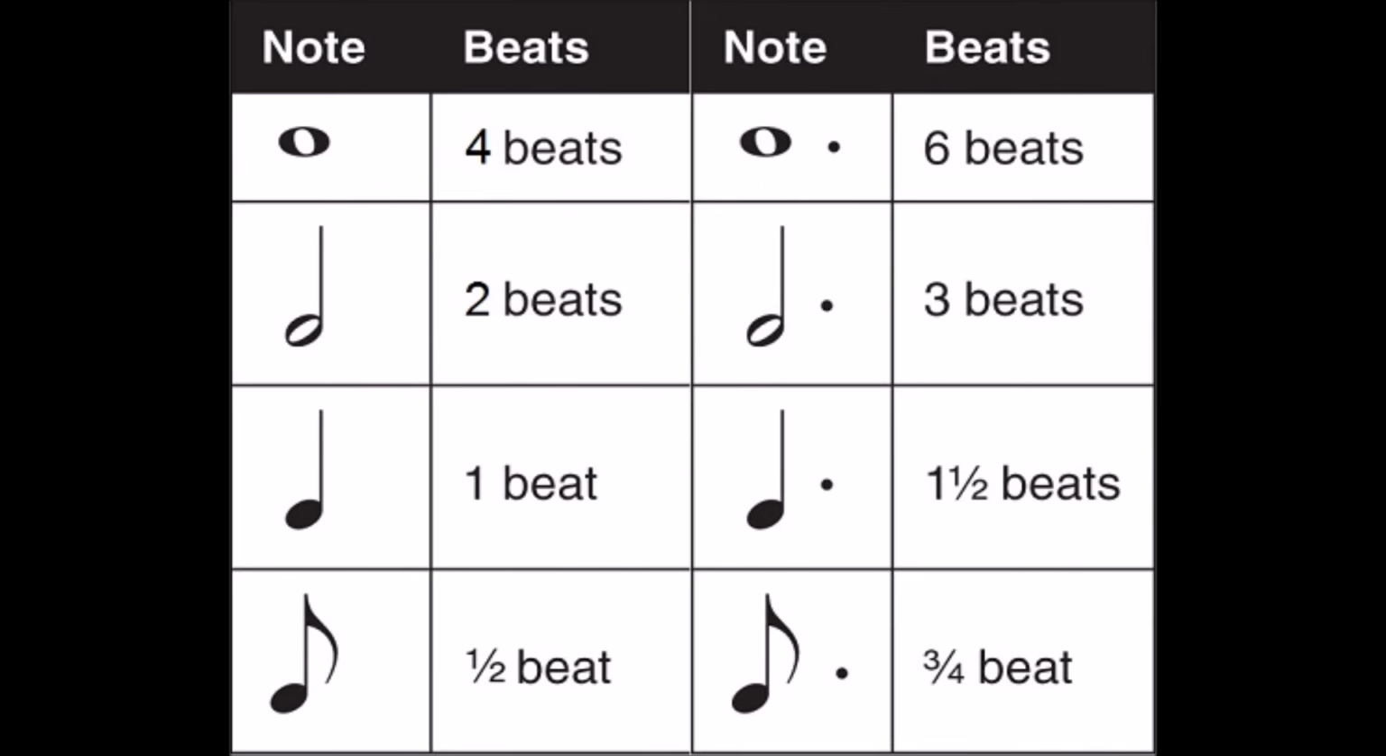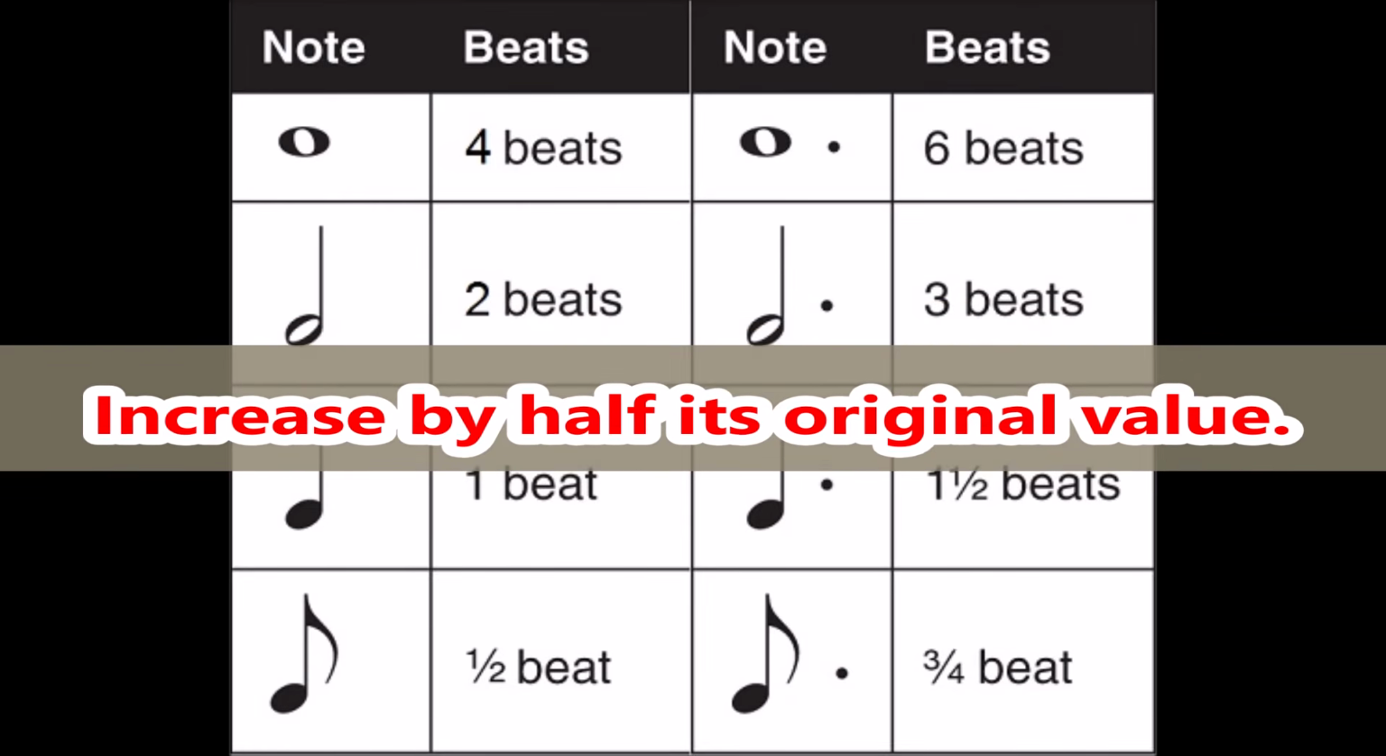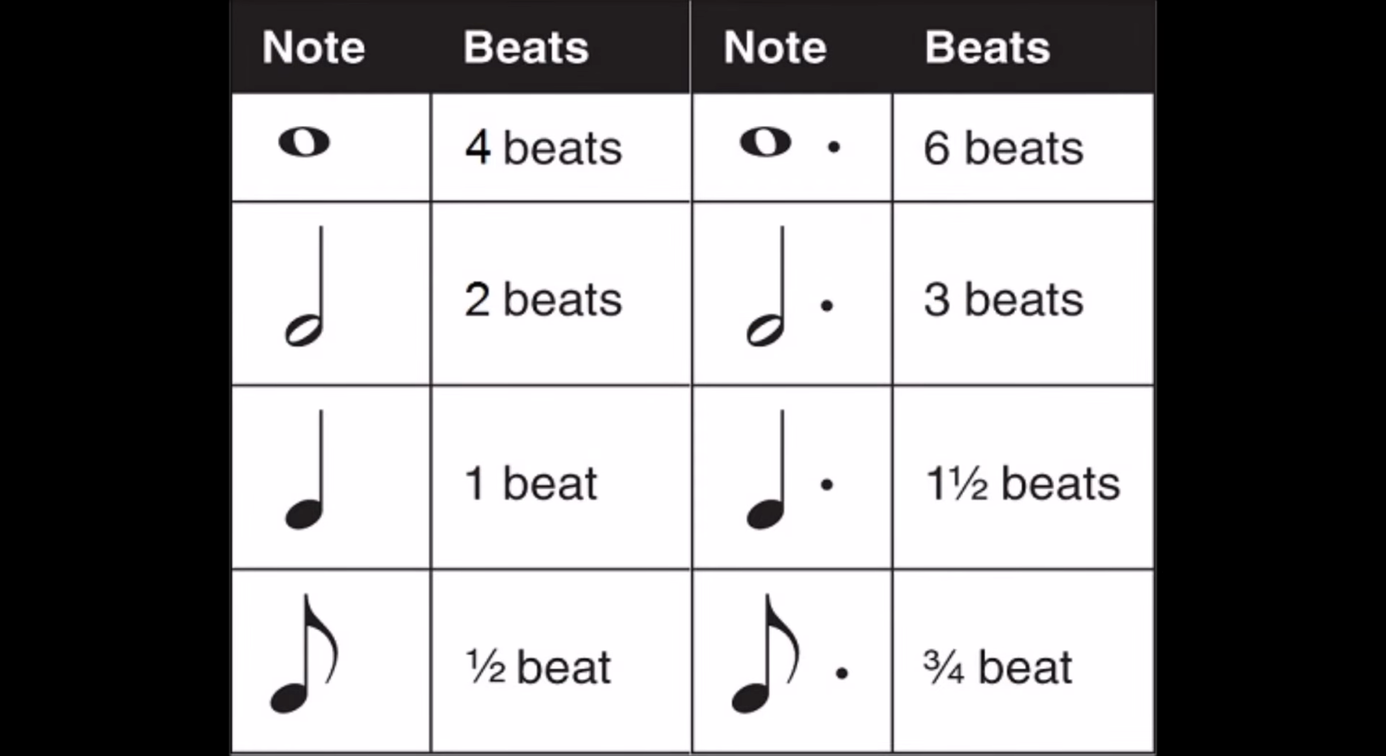Dotted notes. When a dot is to the right of a note, it means that you are to increase the value of the note by half its original value. For instance, if a dot is placed after a half note, which has the value of 2, the note now has a value of 2 plus 1, or a value of 3 beats.